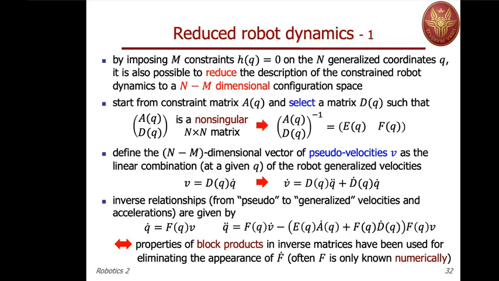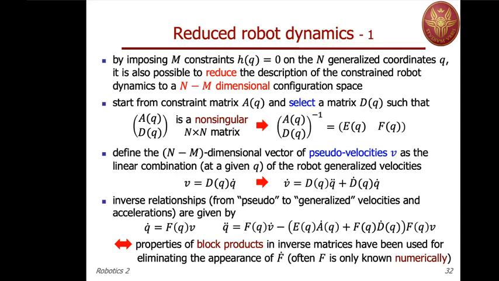So from a reduced number of velocities, the pseudo-velocities, in fact n minus m, we can also compute the full velocities, the generalized velocity q dot, because we know that all these velocities satisfy the constraint automatically. This is the way in which we can proceed. Now, for the time being, accept that we can write q dot as f times v, and from there we can also write the acceleration.